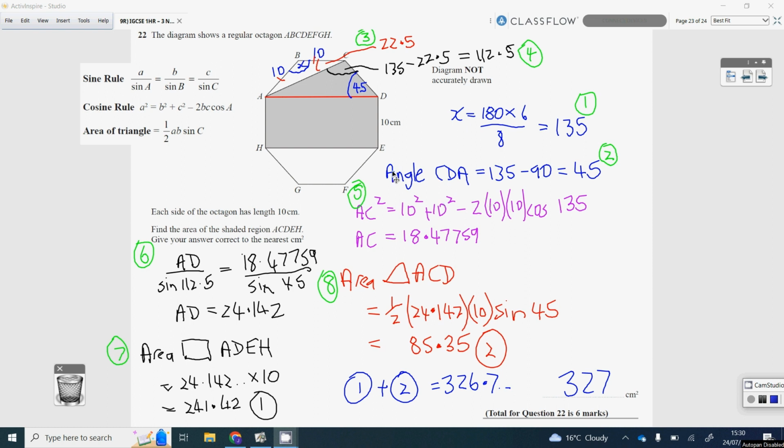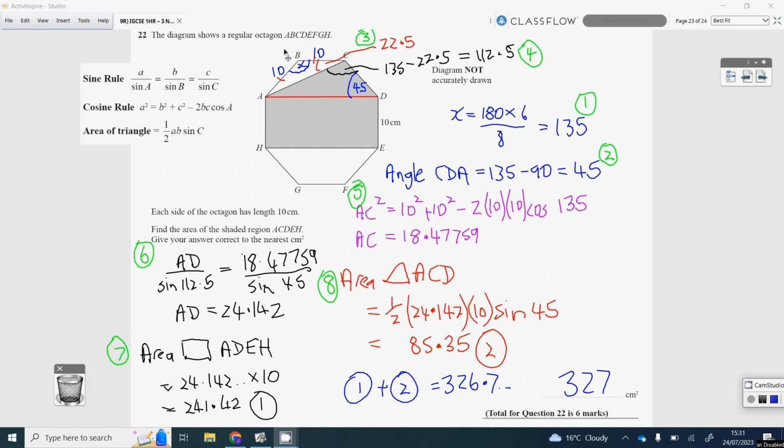Second thing I've done is to work out angle CDA. Now obviously CDE is another one of the internal angles, which is 135. Obviously ADE is 90 degrees. So CDA must be 45 degrees. So that's the second thing I've done.